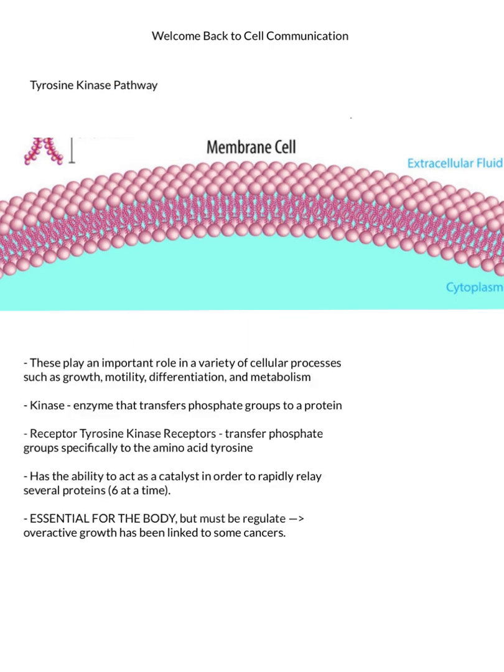Another important receptor protein pathway is the tyrosine kinase pathway. These play an important role in a variety of cellular processes, including growth, motility, differentiation, and metabolism. A kinase is just a name for an enzyme that transfers phosphate groups to a protein or other target. A receptor tyrosine kinase transfers phosphate groups specifically to the amino acid tyrosine. One special ability about this pathway is it has the ability to act as a catalyst in order to rapidly relay proteins, 6 at a time. These are essential for the body but must be regulated because overactive growth has been linked to some cancers.